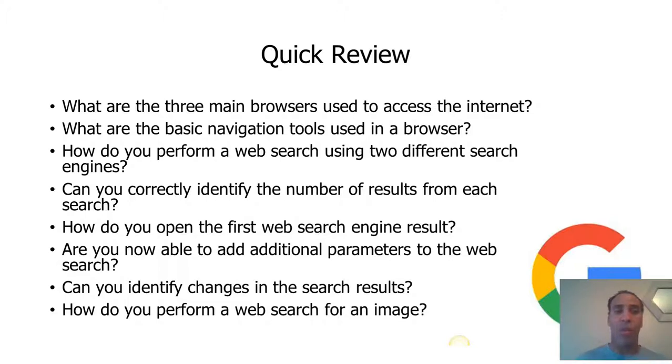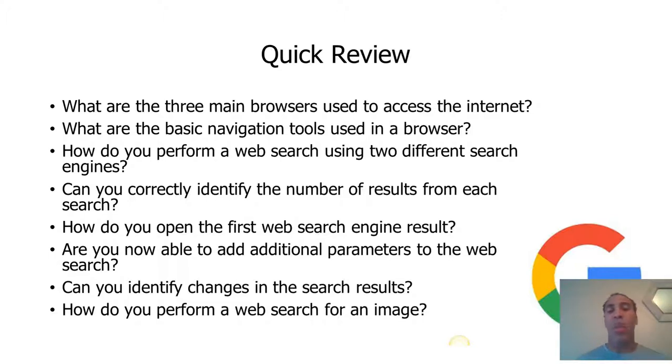What are the basic navigation tools used in a browser? How do you perform a web search using 2 different search engines, right? Still the same, not always the same path, but you're trying to get to the same destination. Can you correctly identify the number of results from each search? How do you open the first web search engine result? And you've got to be careful, because some of those are actual ads, and they pay for search engine optimization, so those ads can get up to the top.